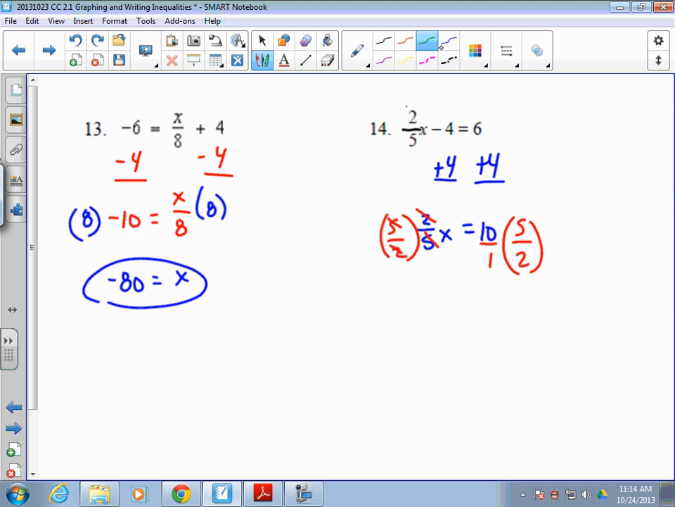You can cross cancel the next set of fractions to multiply as well, because 2 goes into itself 1 time and it goes into 10 5 times, and you multiply straight across. 5 times 5 and get 25. 1 times 1, you would get the number 1. It's not necessary to show something over 1, so x equals 25.